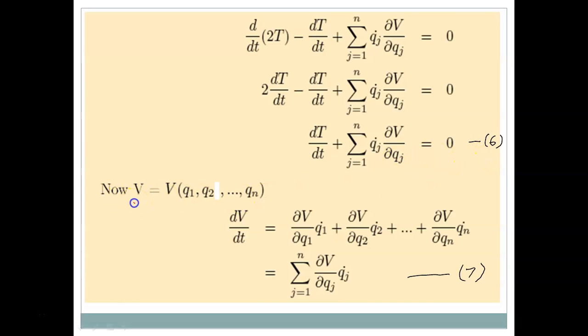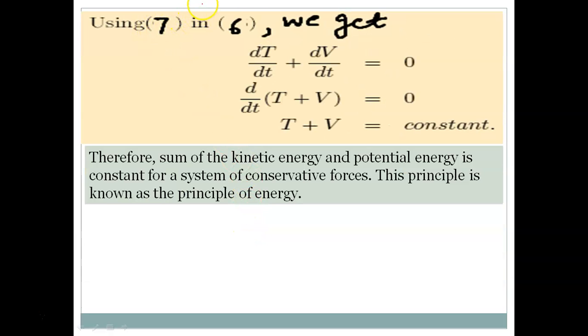Now since the potential energy is a function of the generalized coordinates only, dV by dt, when you open it, we'll have del V by del q1 times q1 dot plus del V by del q2 times q2 dot and so on. In compact form we can write it as summation j going from 1 to n of del V by del qj times qj dot. So in place of this summation, here we can put dV by dt. When you do this, we have dT by dt plus dV by dt, d by dt of T plus V equal to 0. That means T plus V is constant.